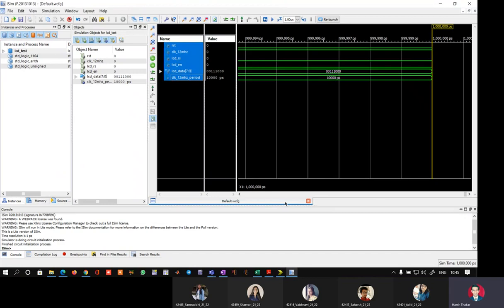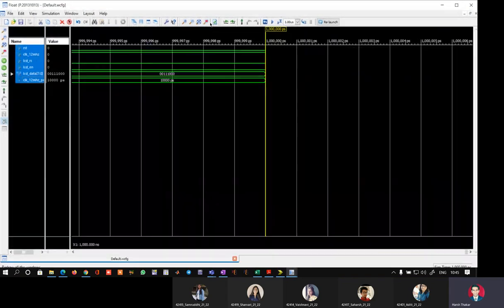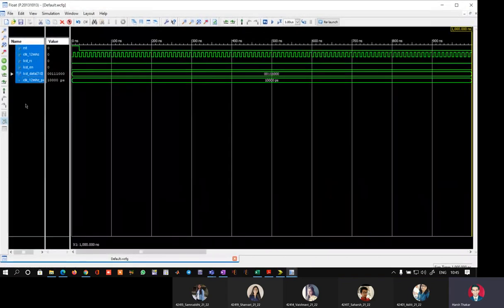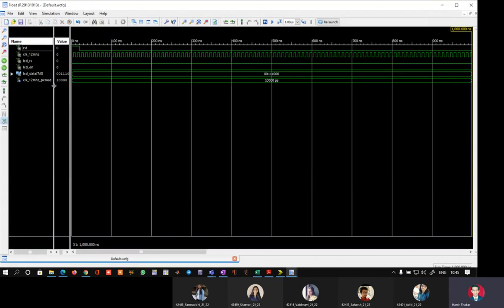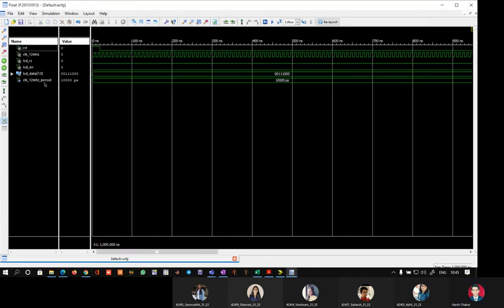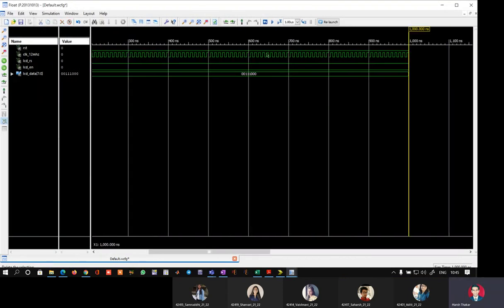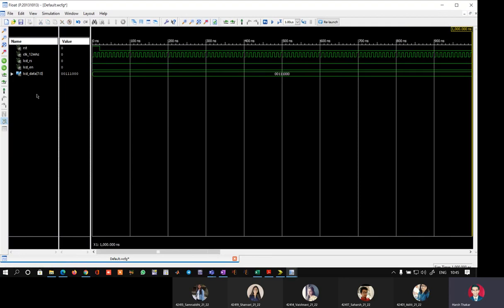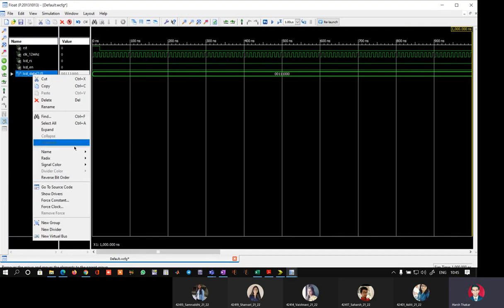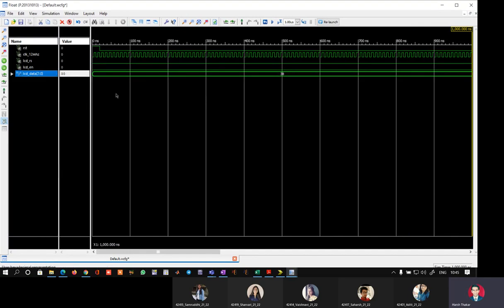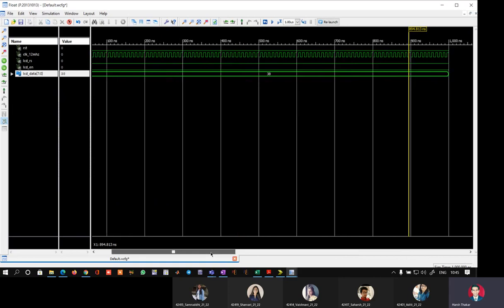But here, when I say float and zoom to full view, we are not seeing anything. We are deleting this signal, and when I say zoom to full view, students, I am still not seeing anything. I will change the radix of the output LCD underscore data from binary to hexadecimal. After doing this, I am able to see only one code, that is 38. So we are expecting to see other ASCII codes.